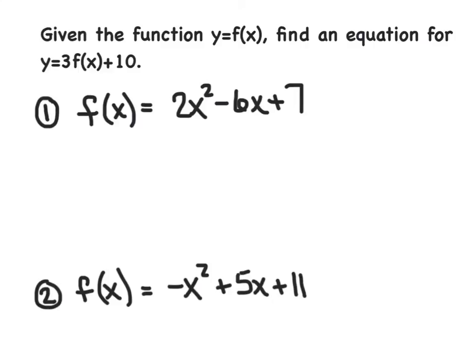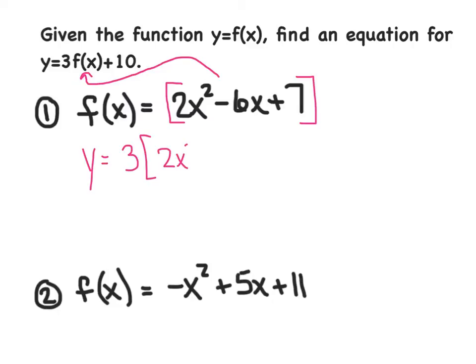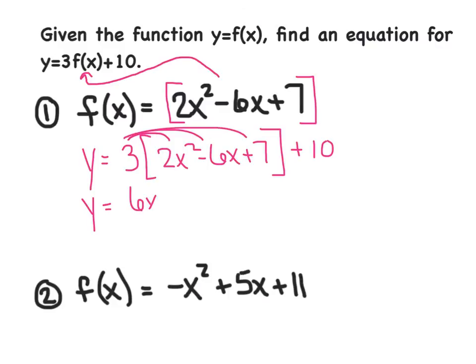We're going to take this entire function and I'm going to substitute it for this f of x. So it's really, I'm going to say y equals 3 times 2x squared minus 6x plus 7, and then of course plus 10. I know it sounds scary, but watch how easy this is. We're going to distribute the 3, and it's going to be 6x squared minus 18x plus 21. And then of course we got the plus 10 here.